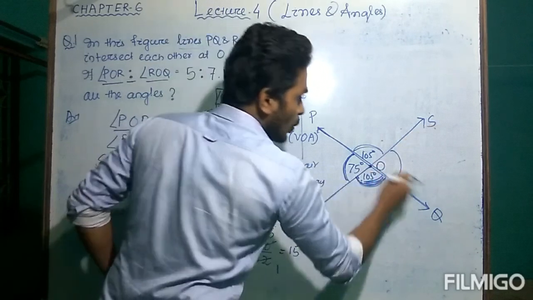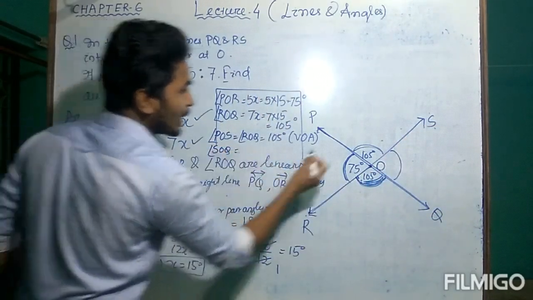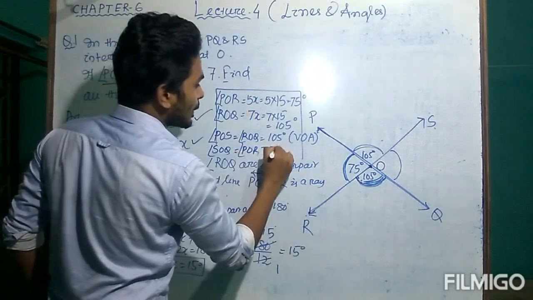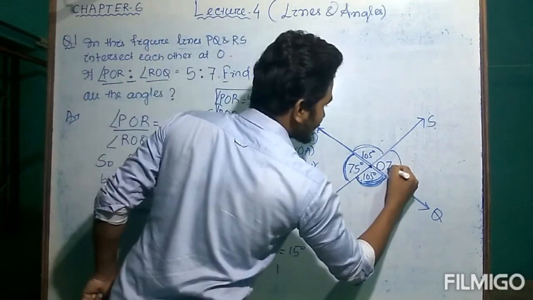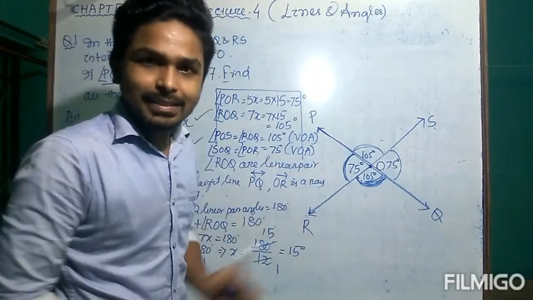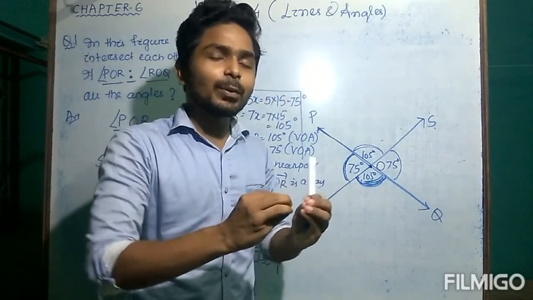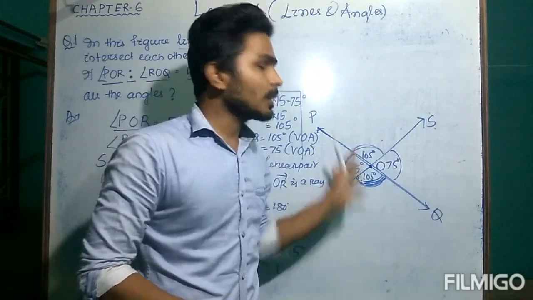So you can write SOQ is equal to POR is equal to 75 degree. So according to vertically opposite angles. Now in this way you can find all the four angles. Understood? So ultimately you have to first find the relationship between any two angles that is given in the question. Then you can easily find all the angles.